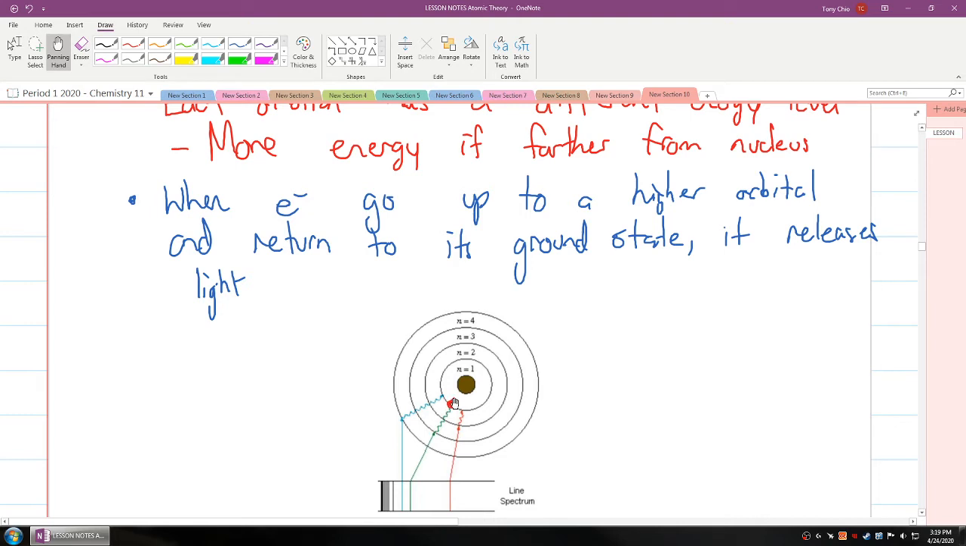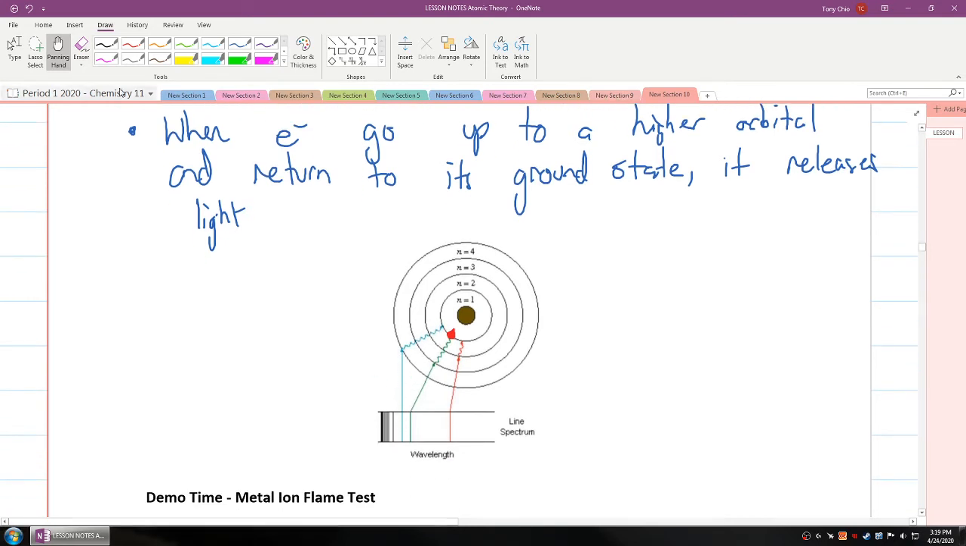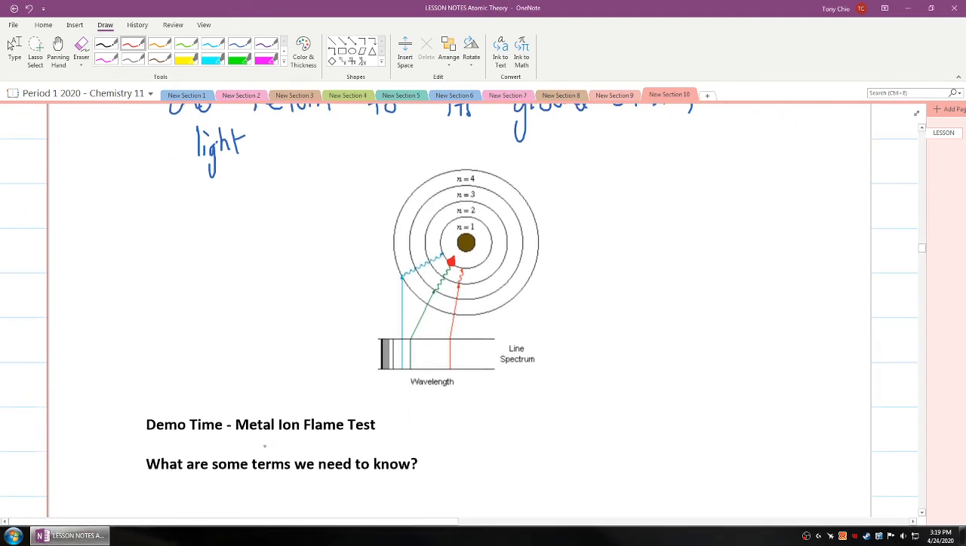If this 1 electron goes up and jumps by 2 and goes back down, it releases this green one. And lastly, if it goes up 3, for example, it will release this blue one. And that's what Niels Bohr saw. This is called a spectrum, the line spectrum of hydrogen. Now you could see this in a demo we call the metal ion flame test. If you Google metal ion flame test, you'll see that different elements will do this and produce different colors because of the amount of electrons that are jumping.